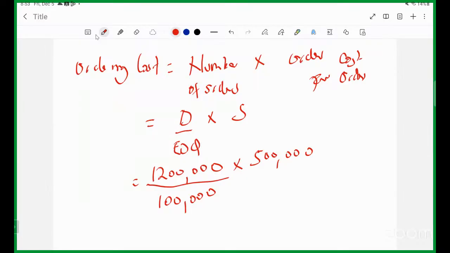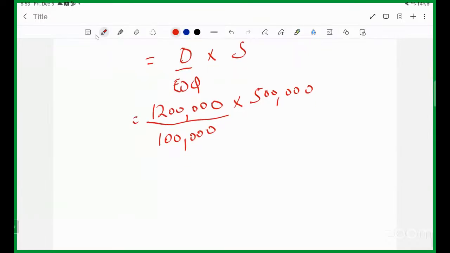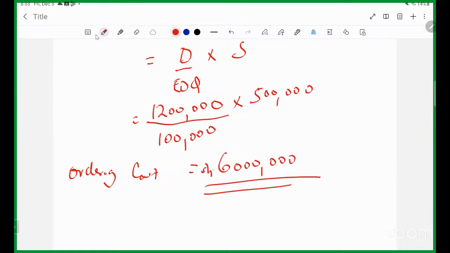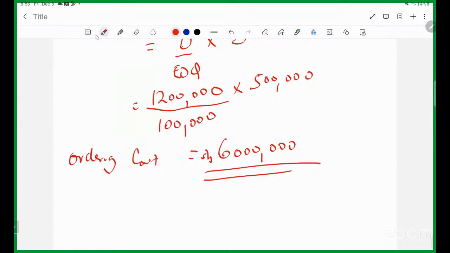So what figure do we get? What is the ordering cost? So the ordering cost is, I'm getting 6 million shillings. That is what they incur in total.